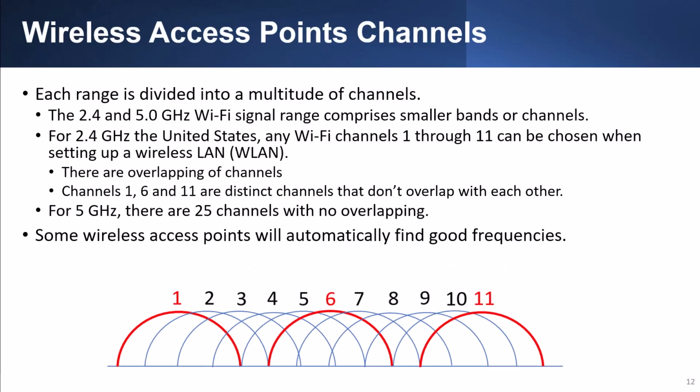Each range is divided into a multitude of channels. The 2.4 and 5.0 GHz Wi-Fi signal range comprises smaller bands or channels. For 2.4 GHz in the United States, any Wi-Fi channels 1 through 11 can be chosen when setting up a wireless LAN. There are overlapping channels. Channels 1, 6, and 11 are distinct channels that don't overlap with each other. For 5 GHz, there are 25 channels with no overlapping. Some wireless access points will automatically find good frequencies.